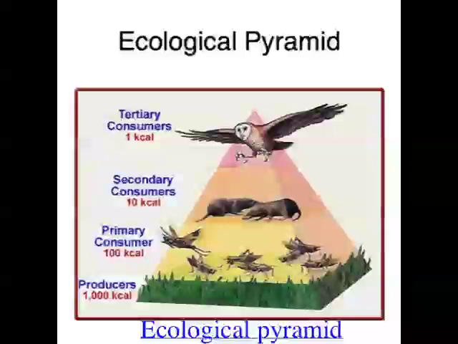So, ecological pyramids also show the way that energy moves along a food chain, and they help to explain why food chains only have at most 4 or 5 trophic levels or feeding levels.